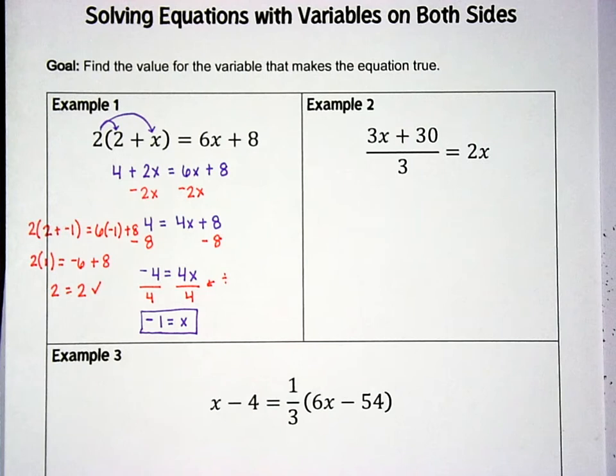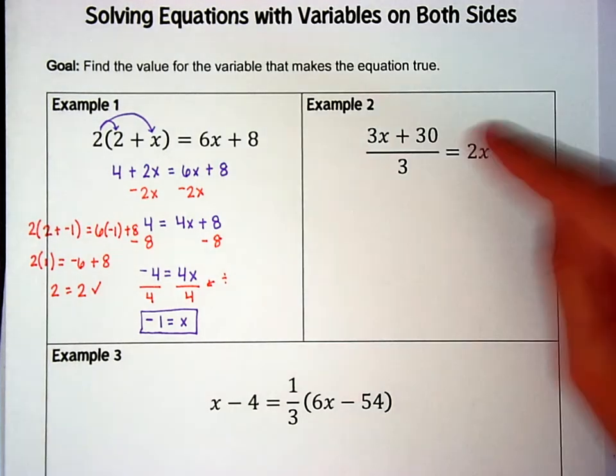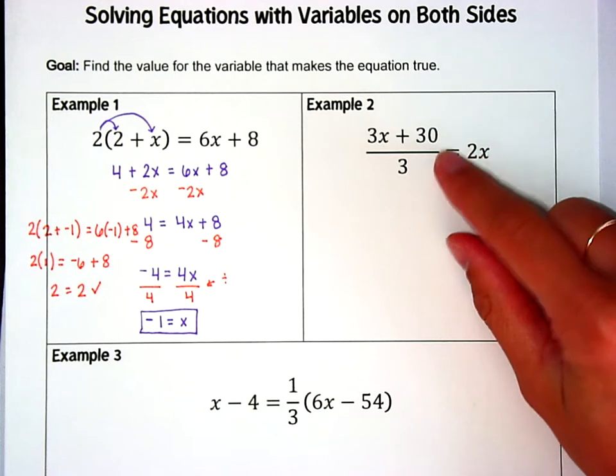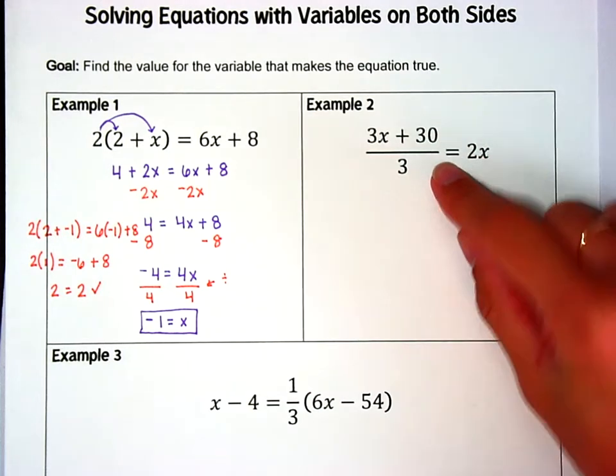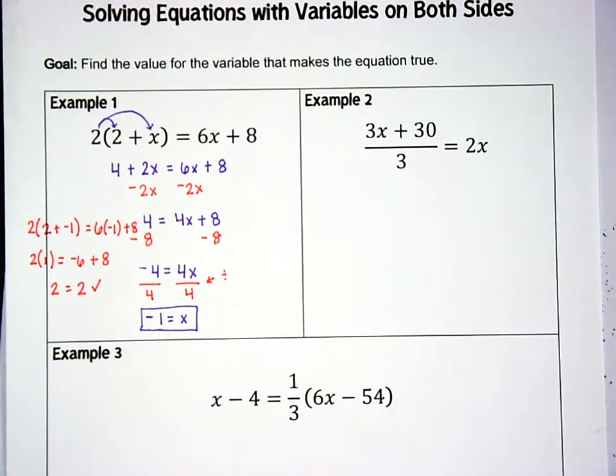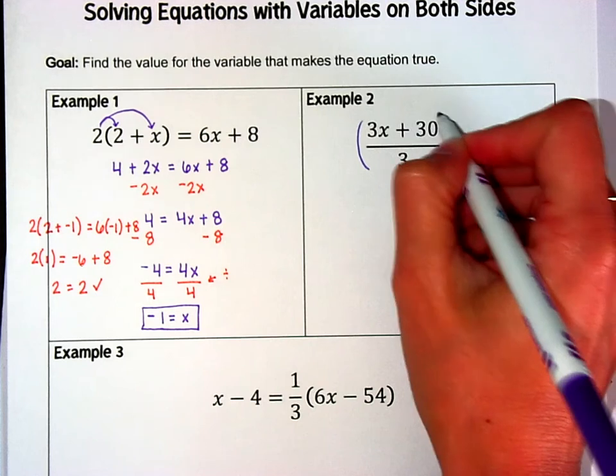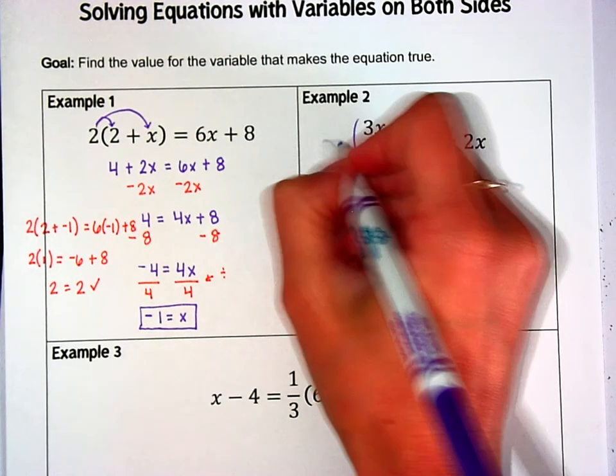So let's go ahead and look at example number 2. We have 3x plus 30, divided by 3, is equal to 2x. So in the first equation, we went through and we simplified to begin. In this case, I'm going to work on clearing this equation. I can see that this left side of my equation is being divided by 3. I can clear that division by thinking about what's going to undo dividing that side by 3, and that would be multiplying it by 3.